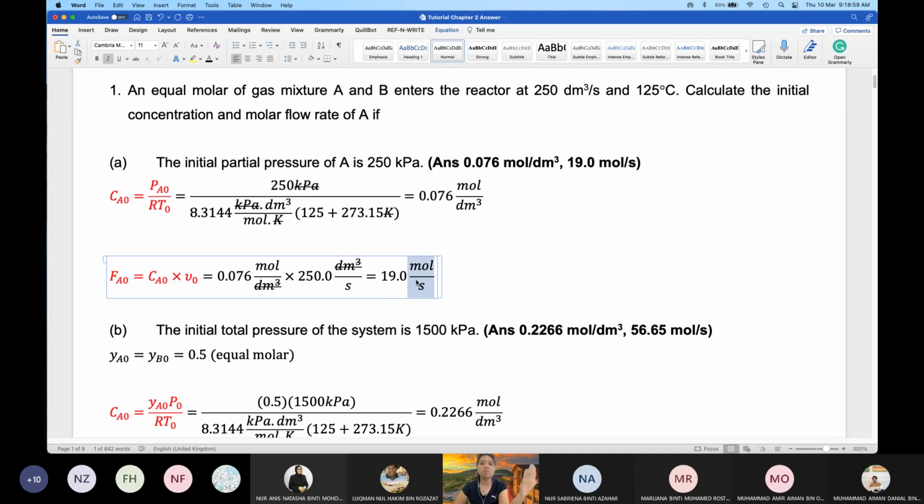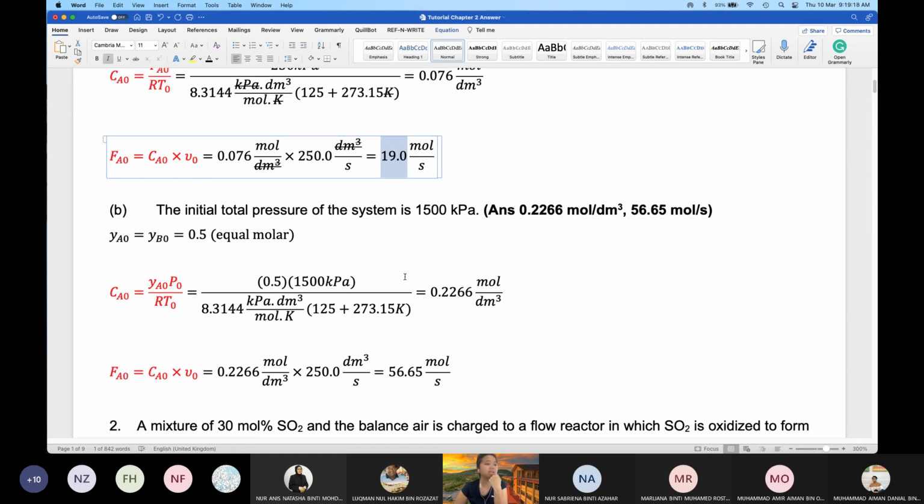So again, I want to find molar flow rate. Mole per second, mole per time. It is indeed molar flow rate. So very likely your calculation is correct. So you get the final answer as 19 mole per second. So done for part A.